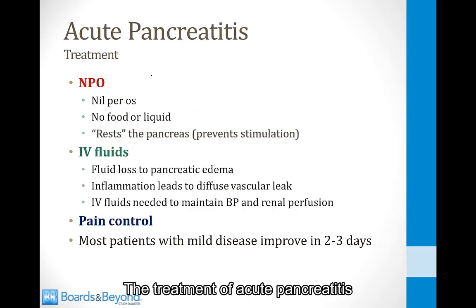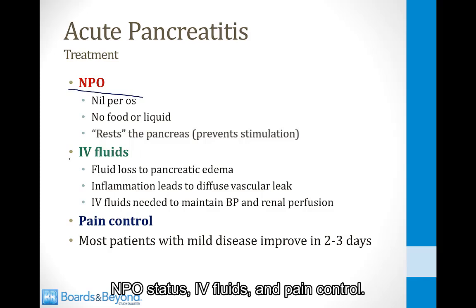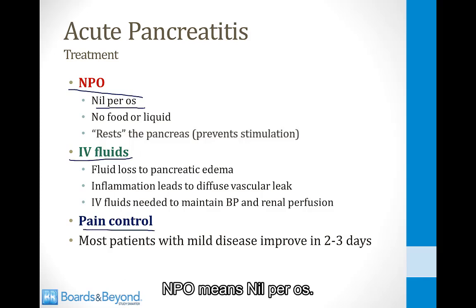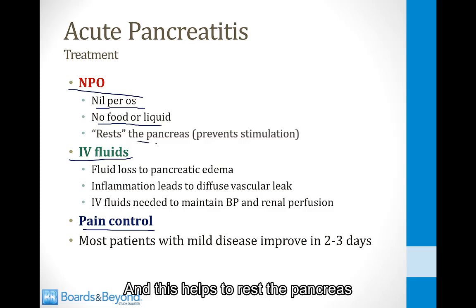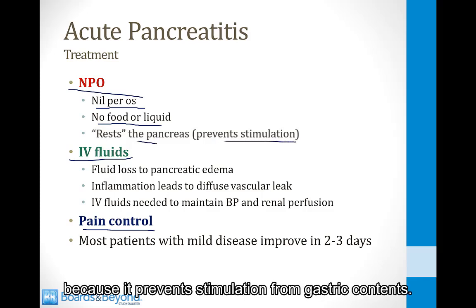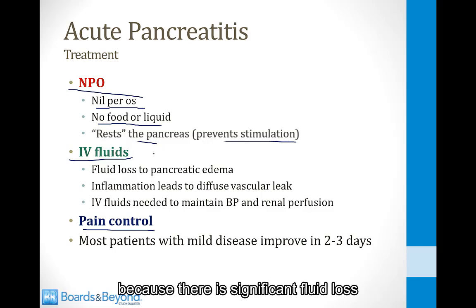The treatment of acute pancreatitis is something you will come to know well on your clinical rotations. It generally involves three things: NPO status, IV fluids, and pain control. NPO means nil per os. This means the patient should not consume food or liquid, and this helps to rest the pancreas because it prevents stimulation from gastric contents. IV fluids are administered because there is significant fluid loss due to pancreatic edema.